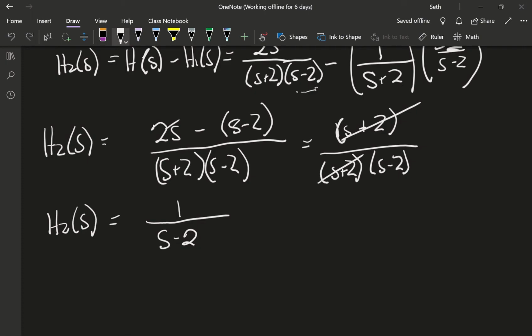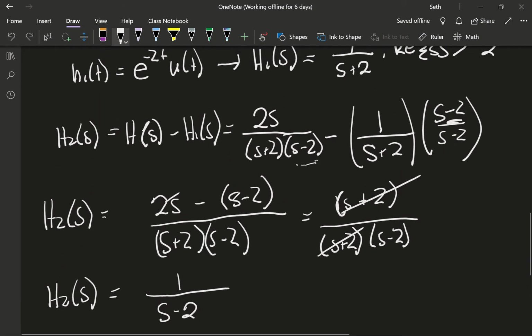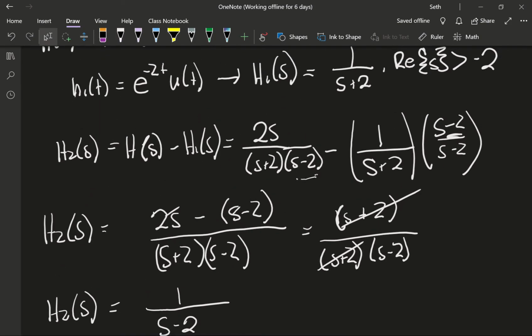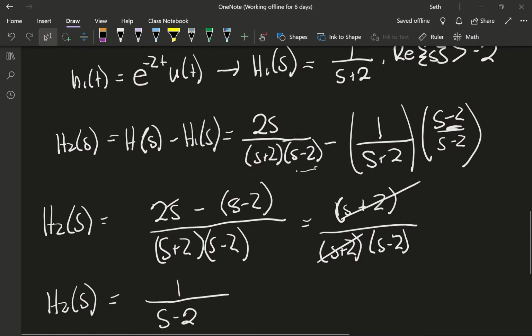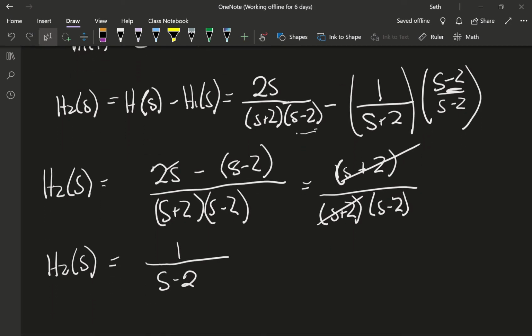The region of convergence for h2 of s is going to be s greater than 2, because the region of convergence for h of s was s greater than 2, and the region of convergence for h1 of s was s greater than minus 2, so we can only say that h2 of s converges for values of s greater than 2, using logic similar to what we used earlier.